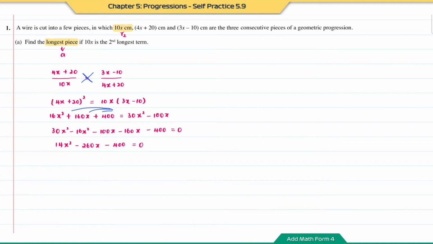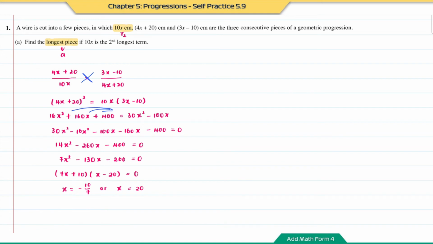So here I can simplify every term by dividing it with number 2. So after dividing with number 2, you will get 7x squared minus 130x minus 200. So next we're going to do the factorization. So the first bracket you get is 7x plus 10. And the second one will be x minus 20. Therefore, x is equal to negative 10 over 7, or x is equal to 20.